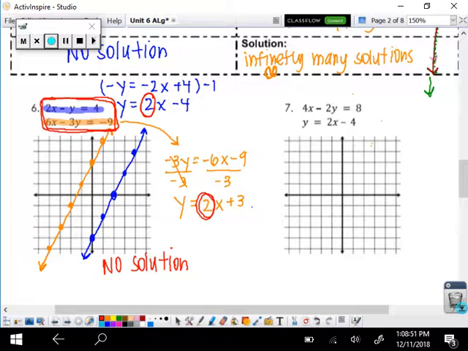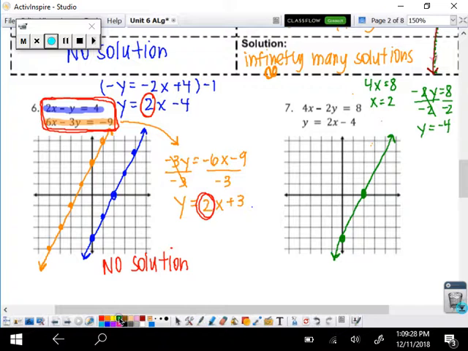Okay, let's look at our second example. Again, let's do the cover-up method. So I'm going to say 4x equals 8, so x will equal 2 for my first one. And then we will say negative 2y equals 8. I'm going to divide by negative 2. y equals negative 4. So down 1, 2, 3, 4. I'm going to connect those. That was my first line. I used the cover-up method.